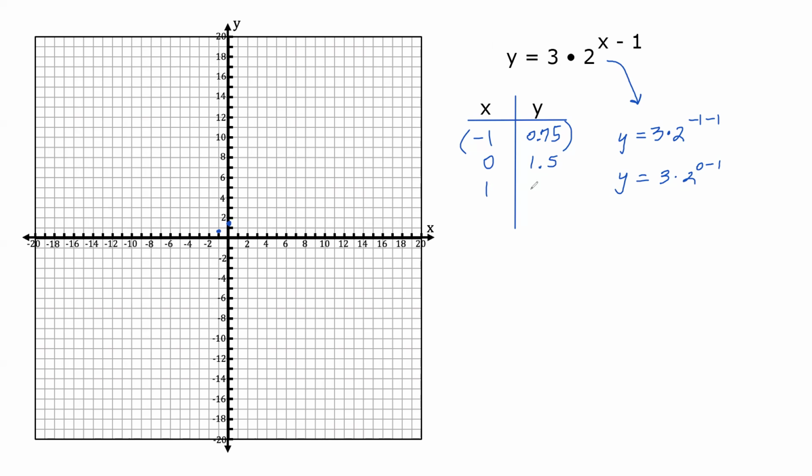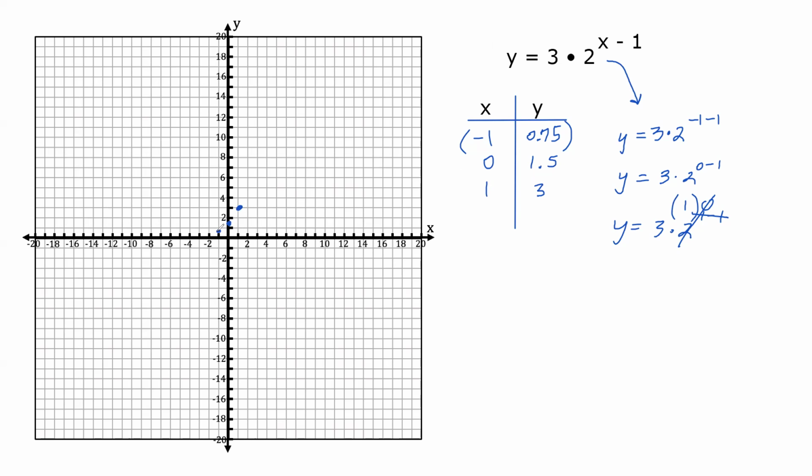All right, let's do 1. Y equals 3 times 2, now x becomes 1, to the 1 minus 1 power. Now you can type this in your calculator just like we did the previous two, but also think about 1 take away 1, that's 0. 2 to the 0, anything to the 0 power is 1. 3 times 1 is 3. So this is at 1, 3. That one's nice and clean.